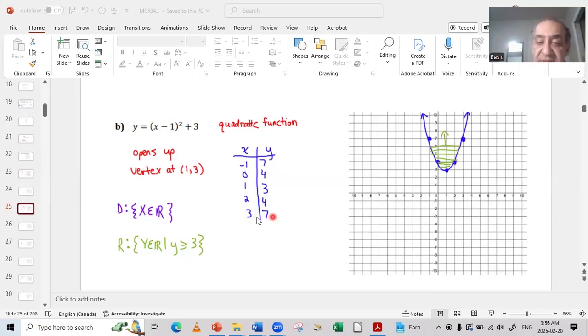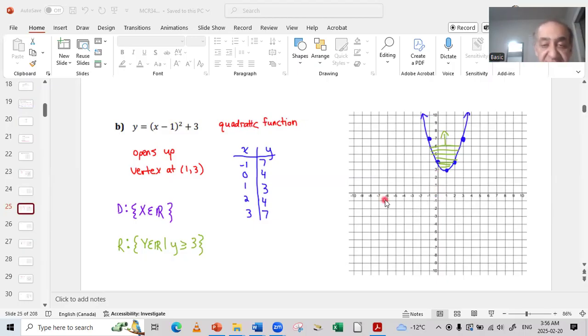Finally, 3 and 7. I will go to the right 3, then go up 7. Here is the point. Then I will connect all these points together this way. It made a curve for me, but this curve does not start from the point 0, 0. Yes, it's symmetric, meaning it has two very similar sides, but not on the point 0, 0. It doesn't pass through the point 0, 0.